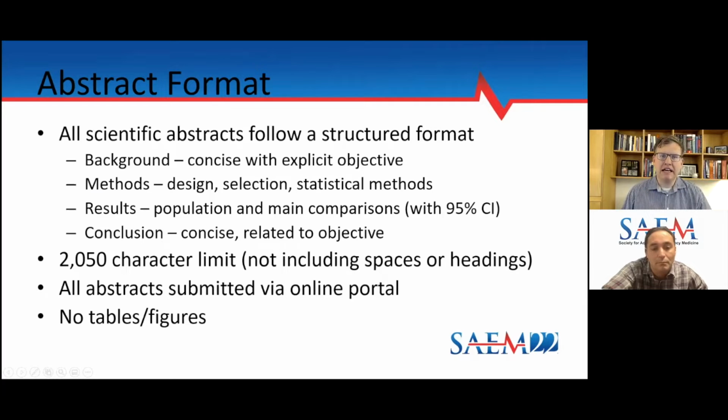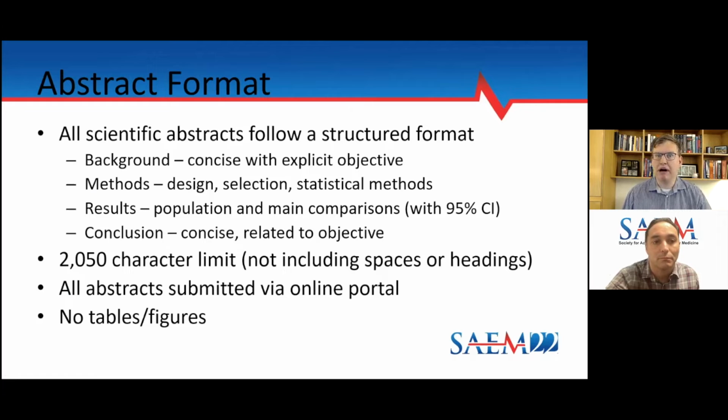Abstracts at SAEM have a very structured format. All scientific abstracts have 4 subsections: the background, the methods, the results, and the conclusion. I'm going to talk in the next few minutes about what goes into each of those sections of an abstract.